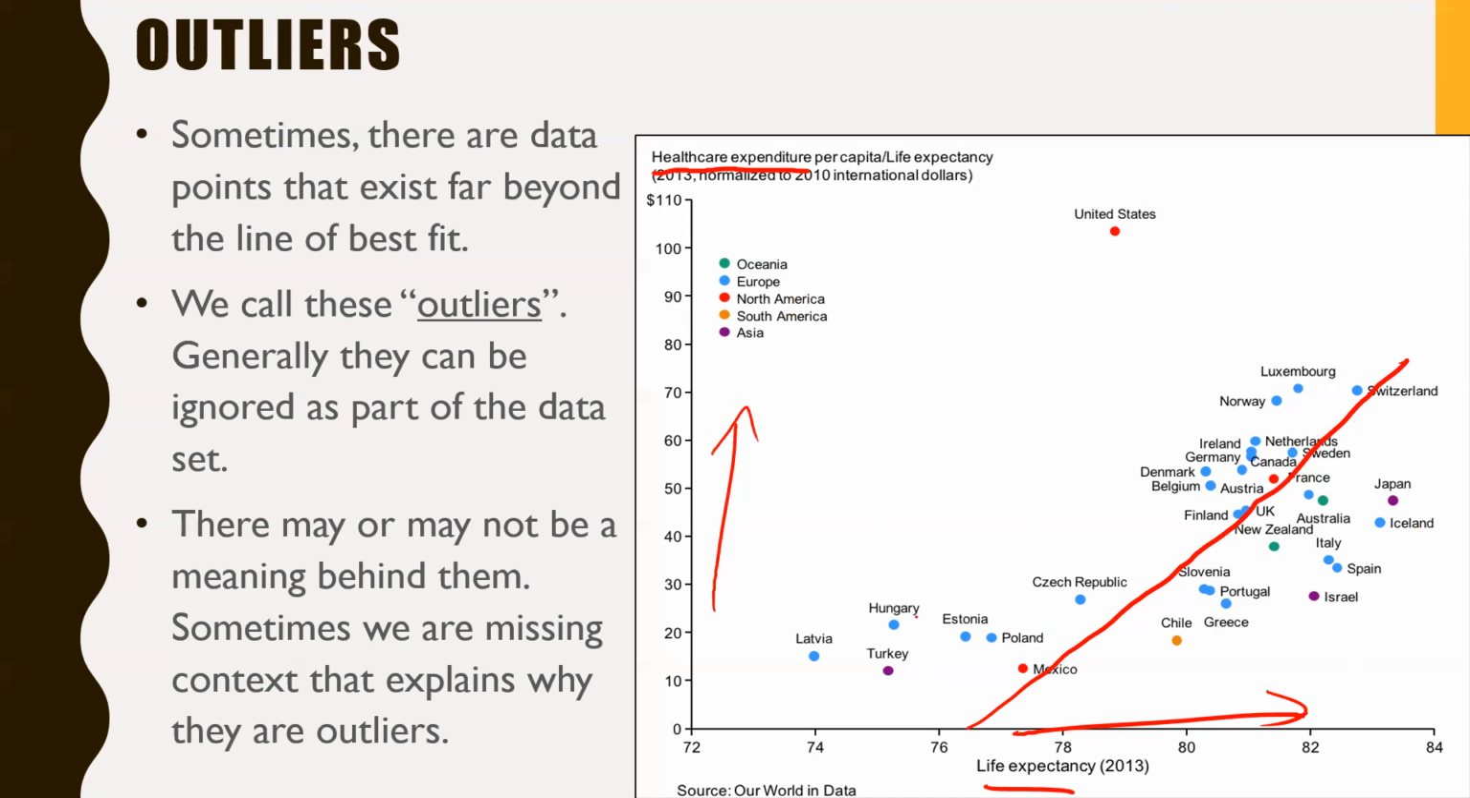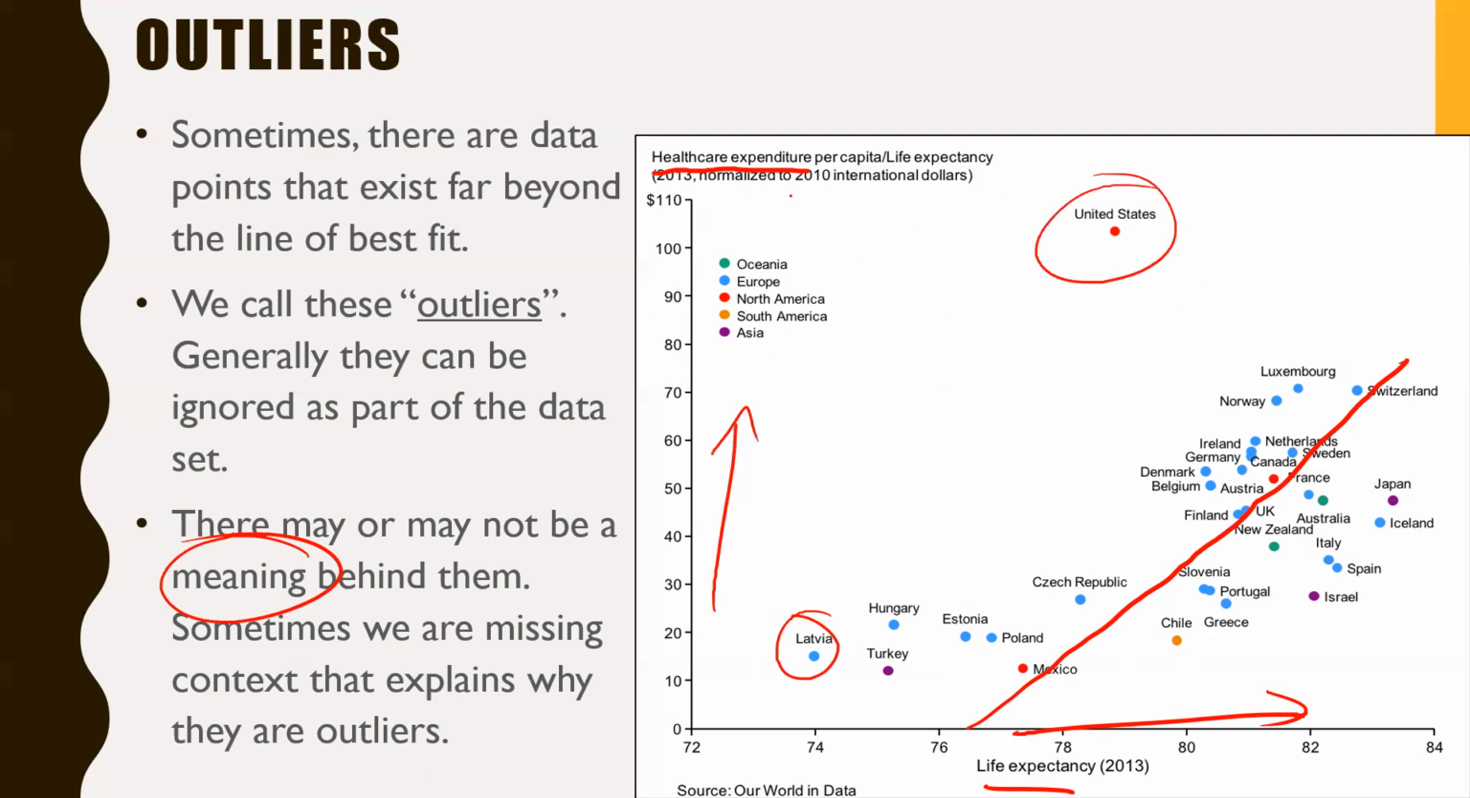Now, there are some outliers, like you see Latvia, for instance, spends, it says 20 on healthcare. But even other countries that spend a similar amount, like Chile or Poland, are experiencing a much higher life expectancy. So there might be some other factors or other meanings behind that. Of course, the biggest outlier on here, as we can see, is the United States.